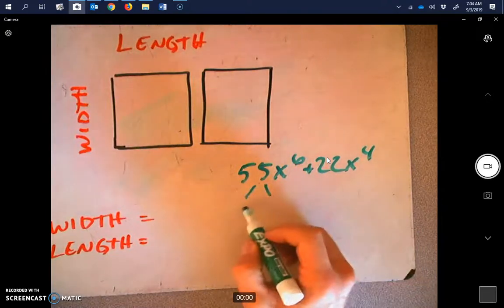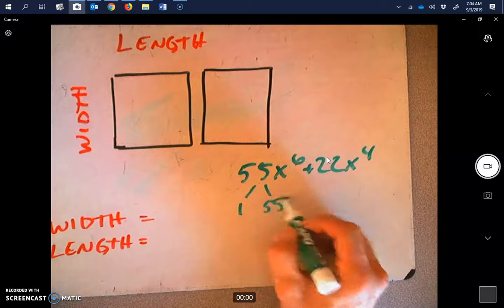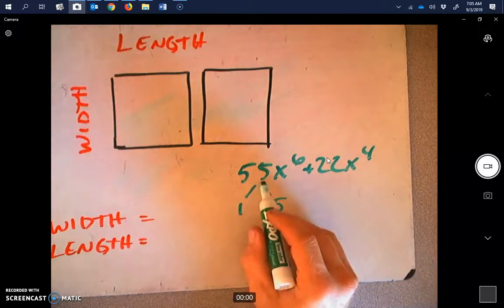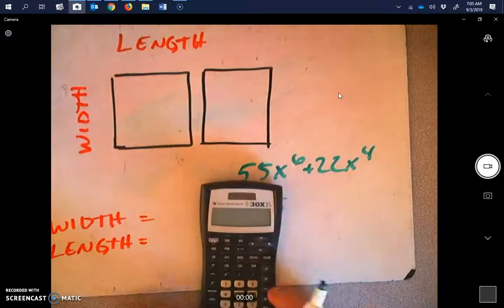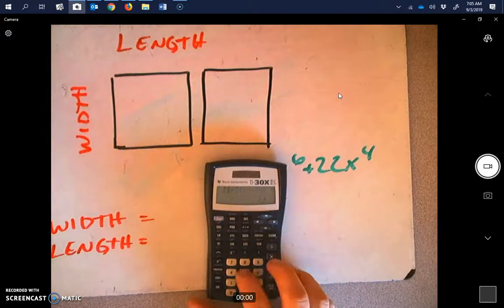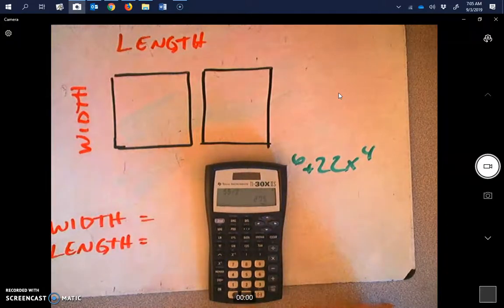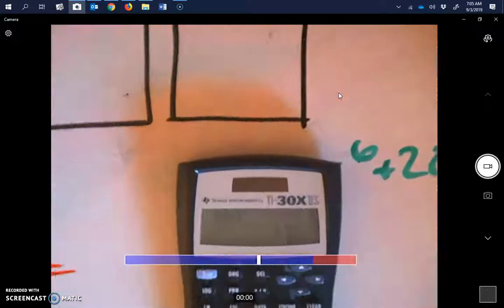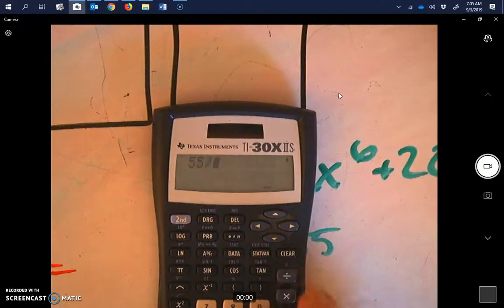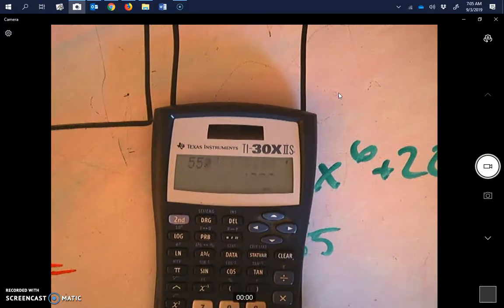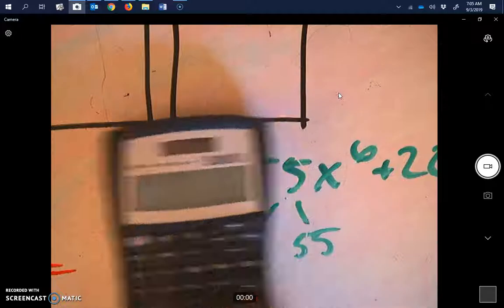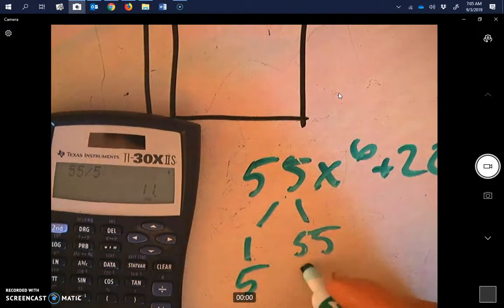So 55 can be made of 1 times 55. 2 does not go into that. 3 does not go in. If you don't know these, just grab a calculator and check them. 55 divided by 3 does not. Divided by 4. If a 2 does not go into it, then no even numbers will go into it. So we can skip 2, 4, 6, 8, 10, 12, 14, 16, all those numbers. So 55 divided by 5 does go into it, and we get 5 times 11.